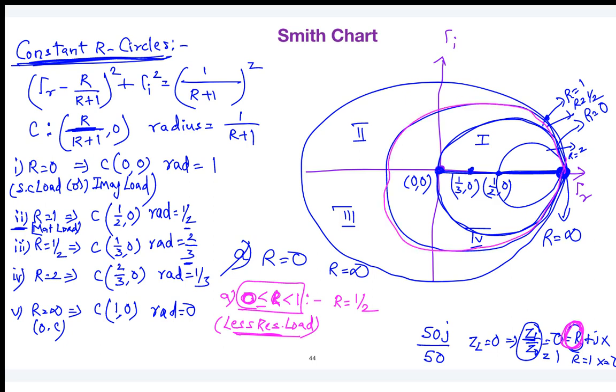So when the nature of the load is purely resistive, and it is a very small value, the circle on the Smith chart is going to cover all the quadrants: 1, 2, 3, and 4.